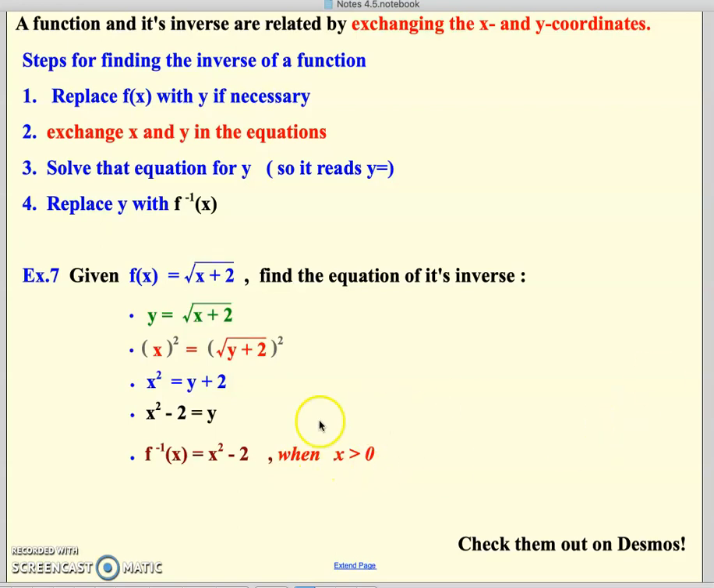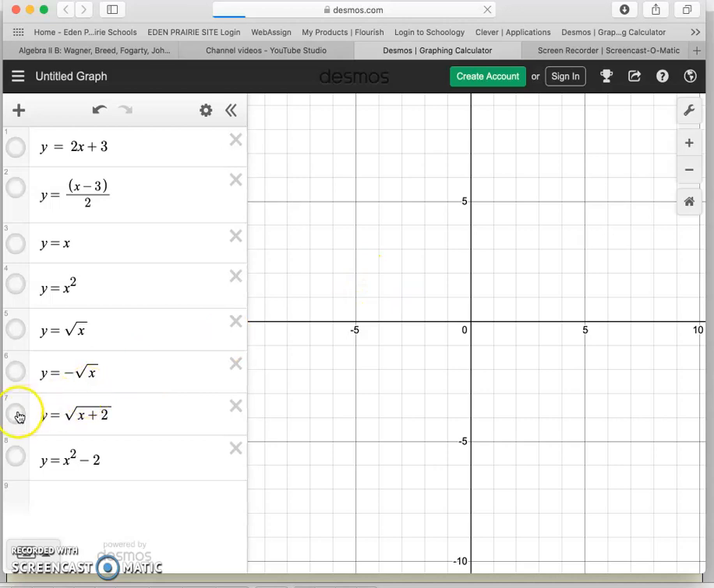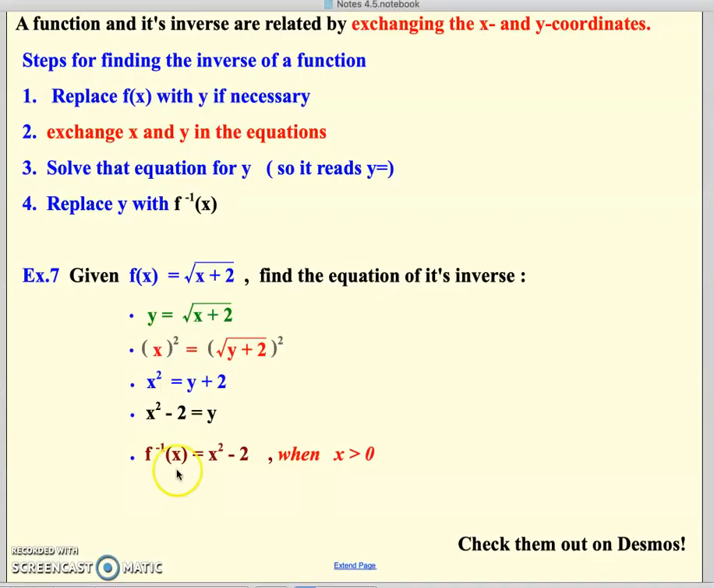I'll show you what's going on there. But there's the inverse function for the root. Let's go over to Desmos and have a look. So here's the original. Now here's the thing about this one: here's what we found, right? And why did I have this statement about when x is greater than 0? And I'll tell you why.